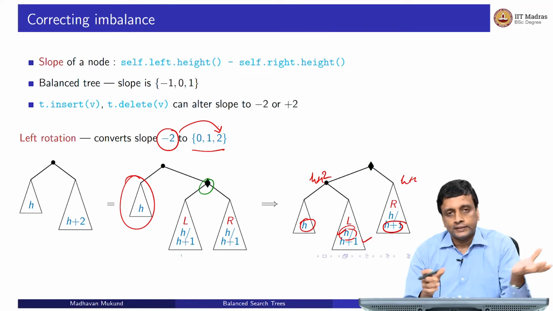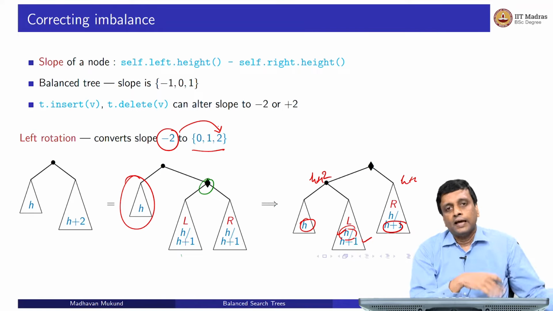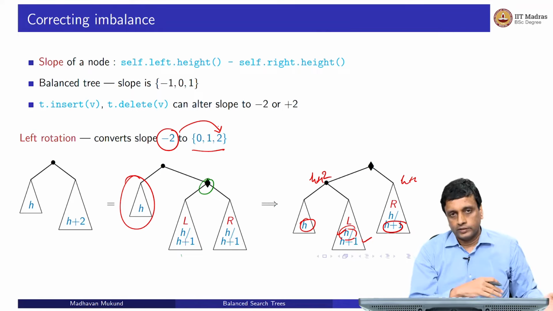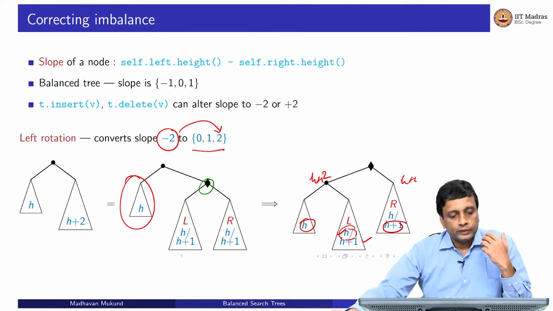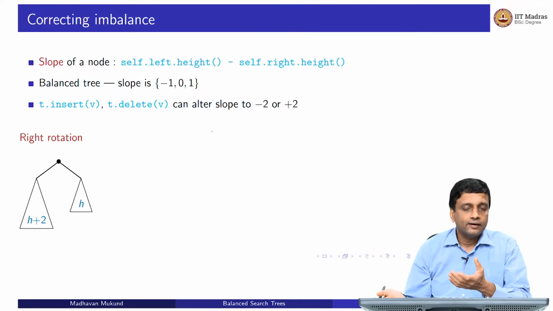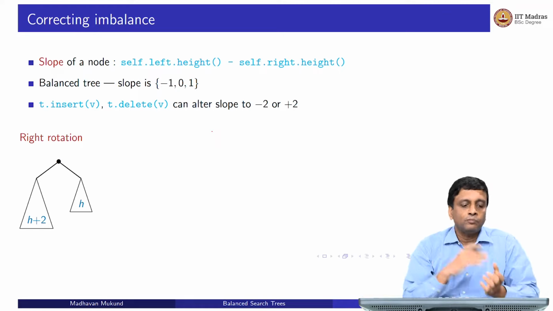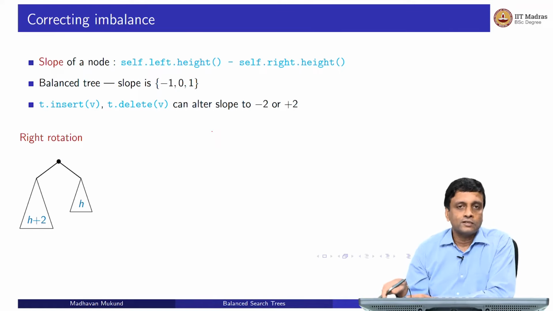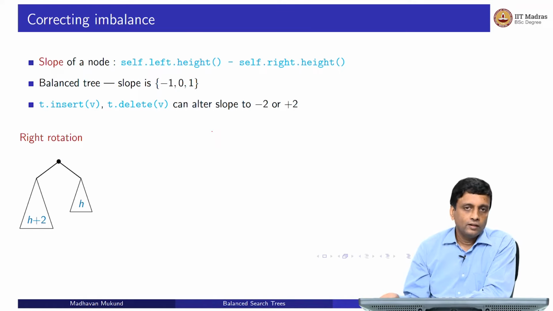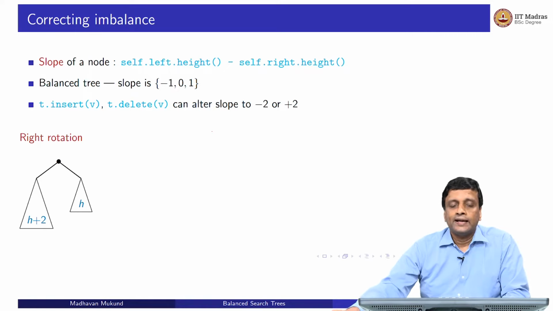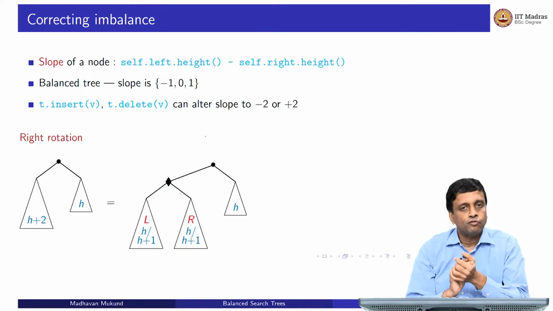So this is a left rotation. I take things from my right subtree and move it to the left because the right has too much. I could do the same thing the other way. So there is a symmetric right rotation which takes things from the left and moves it to the right. So now my left is too tall and I want to move things to the right. So again, I expand the left exactly as I had done before for the right.